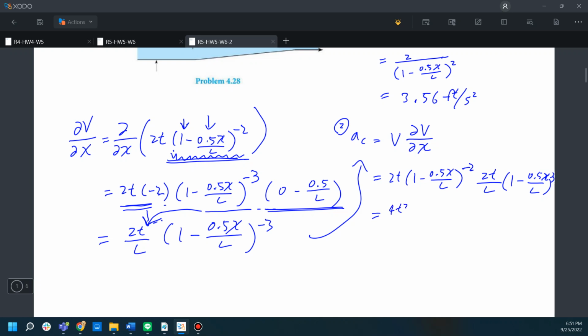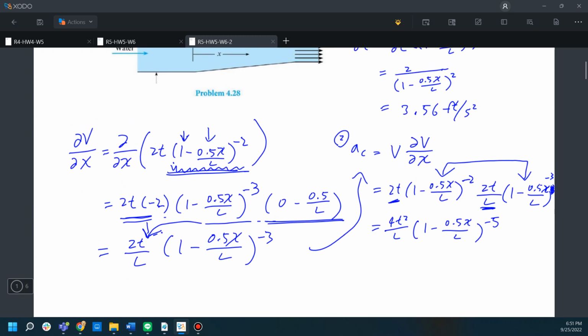Then we organize these into 4t squared divided by L, which is this term, and we can combine the rest of the two terms into one. That is (1 minus 0.5x divided by L) to the power of minus 5, because here it is minus 3.